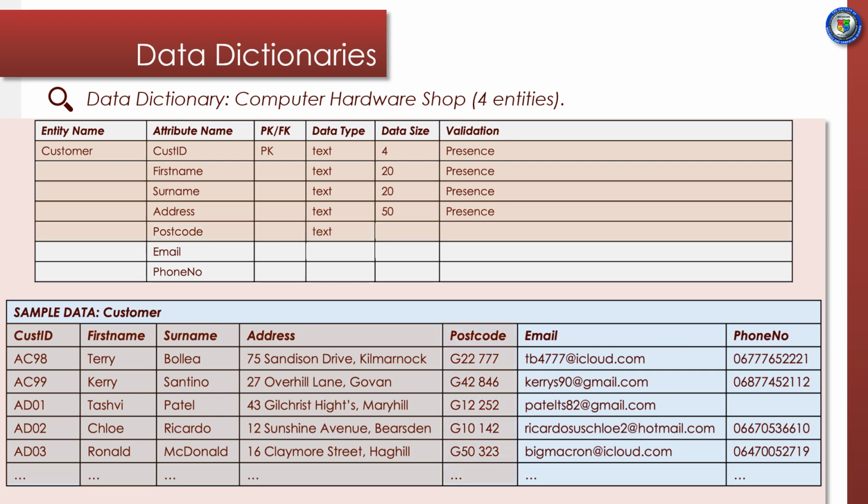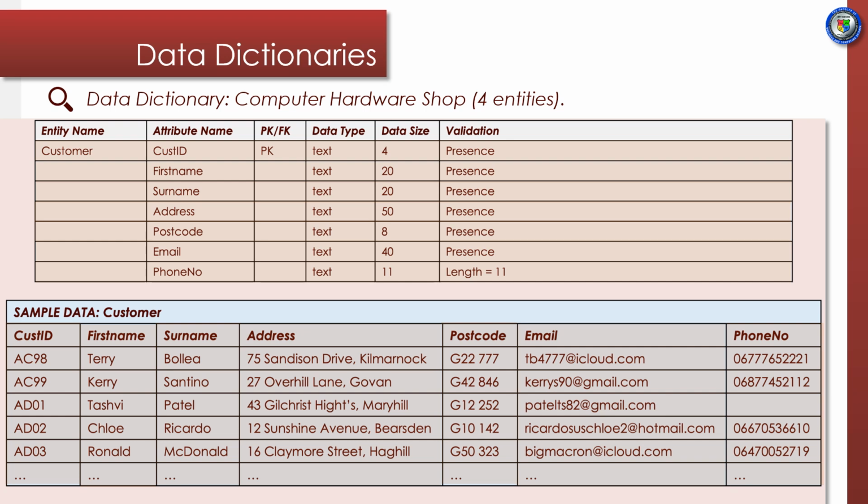Our postcode again would be text, data size 8, again having a presence check. Email, text field, data size 40 and a presence check, and the phone number, which would also be text, data size 11, and we would have a length check of 11 on that attribute.